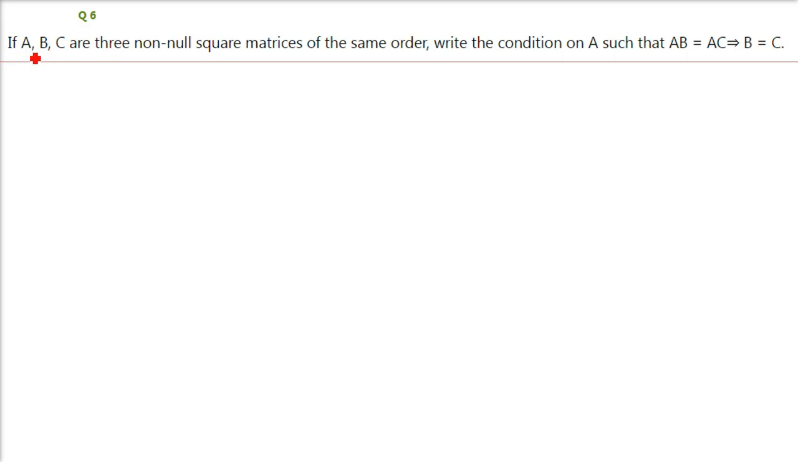If A, B, C are 3 non-null square matrices of the same order. Non-null means not a matrix with all 0 values. These are of same order. Write the condition on A such that AB equals AC implies B equals C. So that means you are able to eliminate A. Then only B and C will come. You can cancel out A. How that is possible? I'll just show you how it is possible.